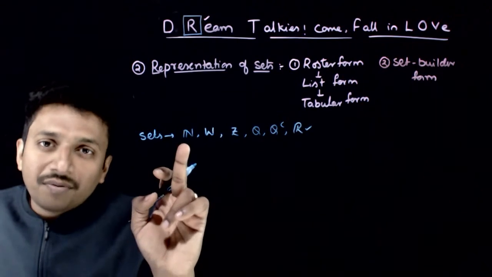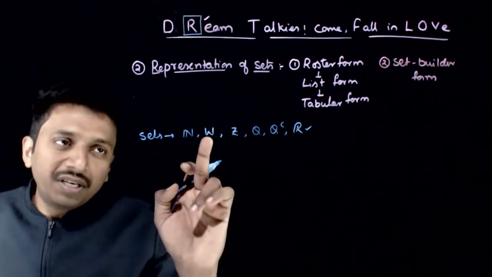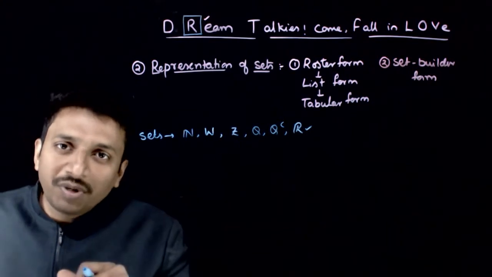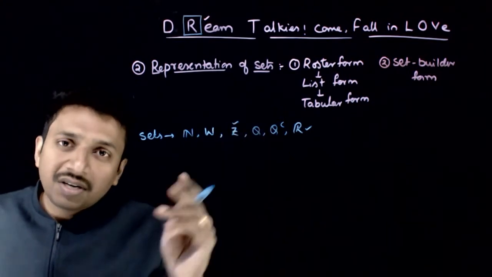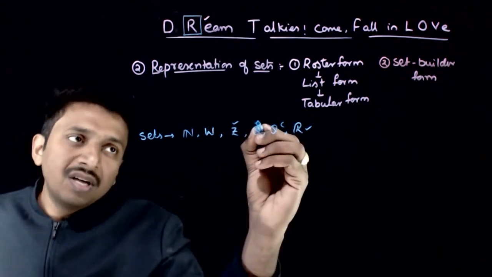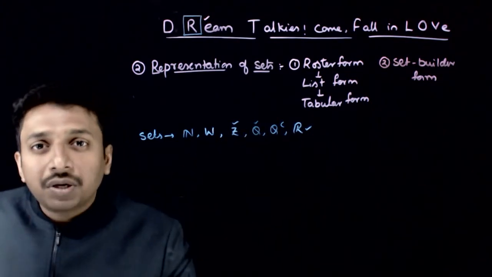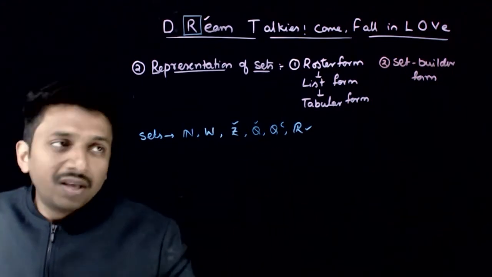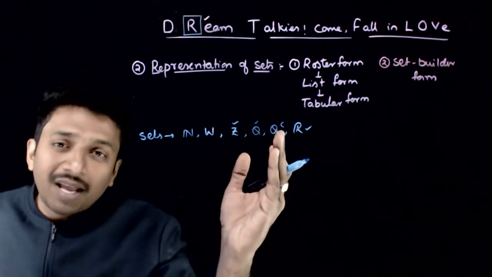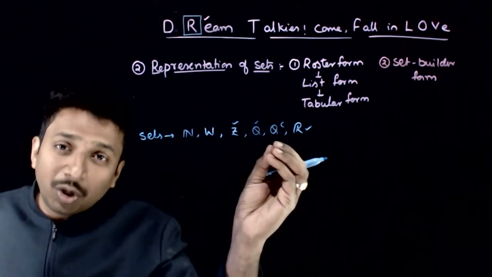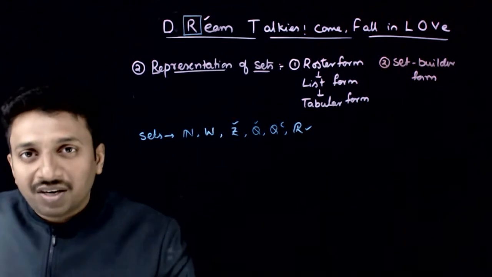Natural numbers go from 1, 2, 3, so on up to infinity. Whole numbers start from 0, 1, 2, 3, so on up to infinity. Integers have both positive numbers as well as negative numbers. Q, rational numbers, are nothing but quotient numbers, that is, the numbers written in the form of p by q. Irrational numbers are the numbers which are not rational. Real numbers are a total set containing both rational and irrational numbers.